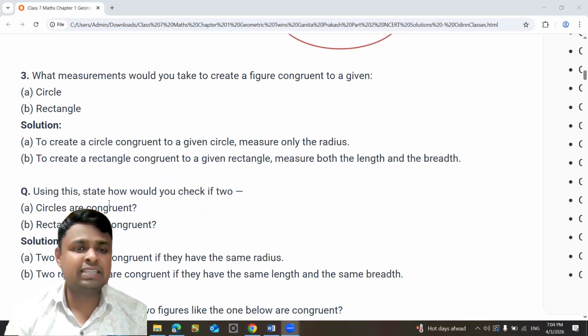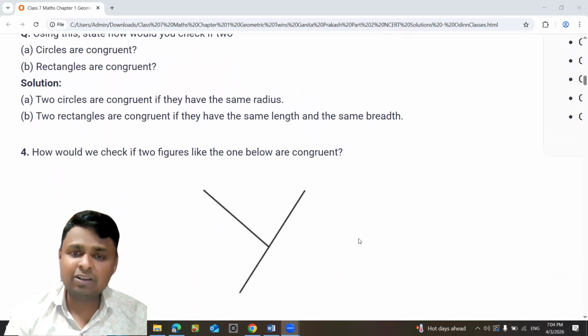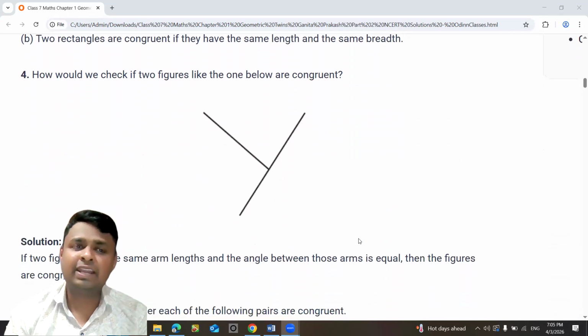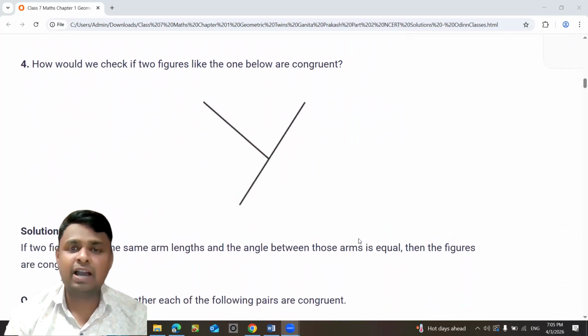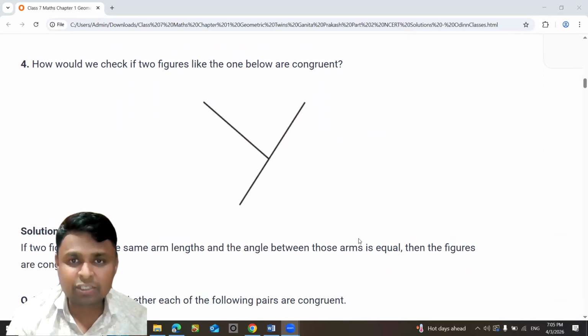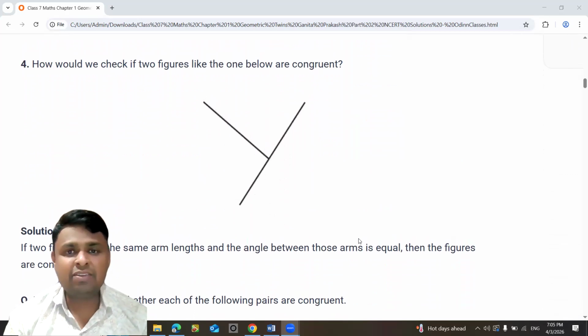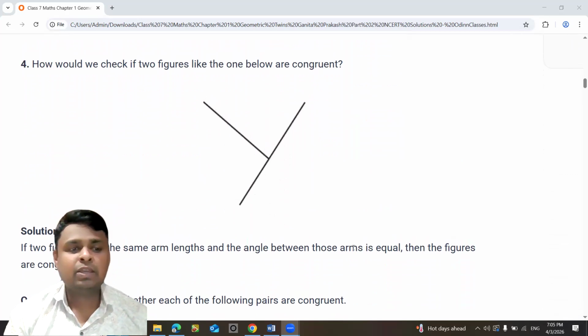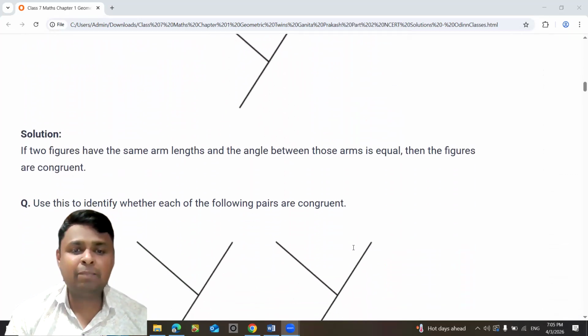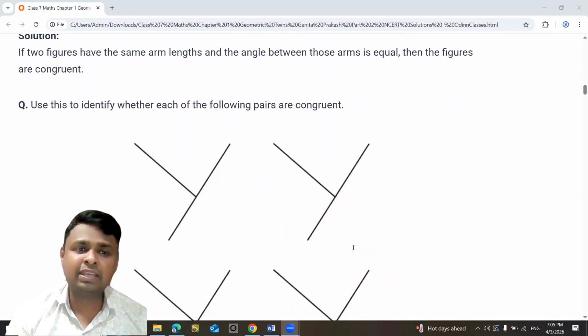So using this, state how you would check if two circles are congruent. We have already answered this question. You have to look at the radius for a circle and length and breadth for a rectangle. So how do you check if the figures given below are congruent? Again the same thing. Take a scale, measure it, and measure the other figure. If they have equal lengths, we can say that the figures are congruent and the angle should also be equal. So if the two figures have the same arm lengths and angle between them, then they are congruent.